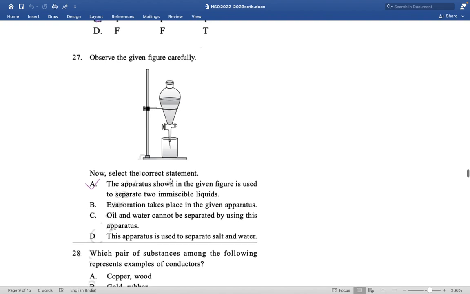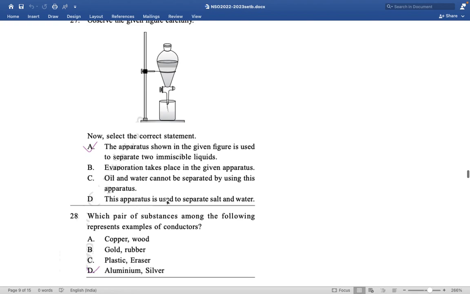The apparatus shown in the given figure is used to separate two immiscible liquids. This is correct. Evaporation takes place in the given apparatus. This is wrong. Oil and water cannot be separated by using this apparatus. Oil and water can be separated by using this apparatus. This apparatus is used to separate salt and water. This is wrong.